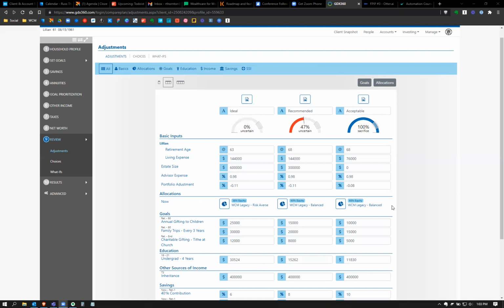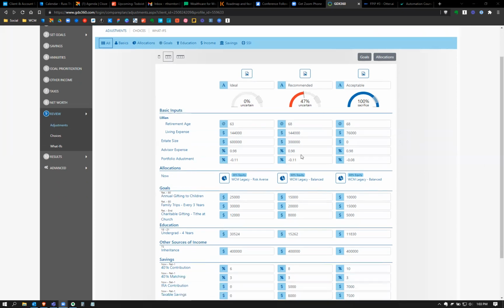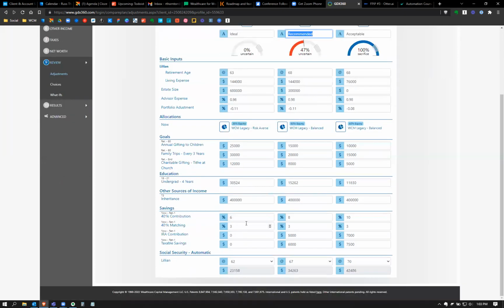So if you watched our last video, number 3, you'll recognize this screen, which is where we left things. And I had begun to explain the concepts between ideal, acceptable, and recommended plans. There's a lot of information on this page. But really, this is just a consolidated view of all of the inputs that we've already reviewed.